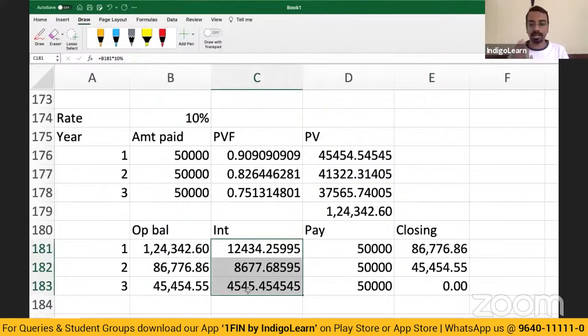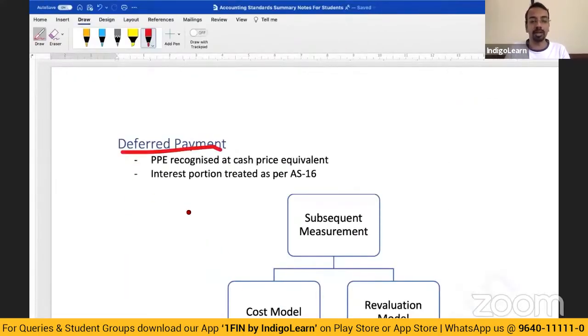Refer to accounting standard 16. If it is for a qualifying asset, capitalize. If it is not for a qualifying asset, expense, right? So this is what is done for deferred payments.